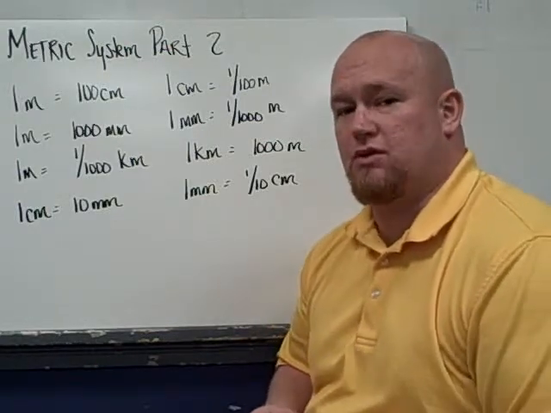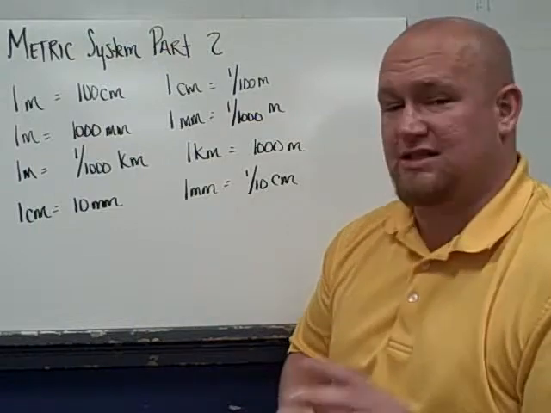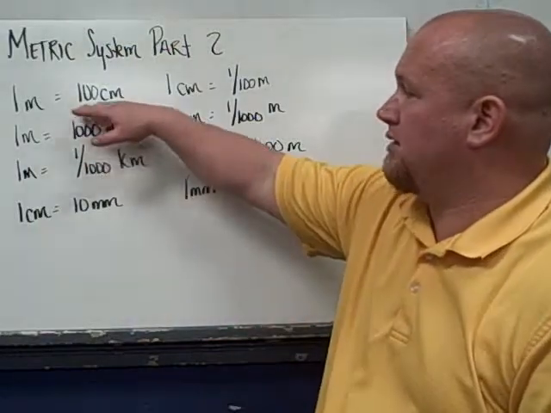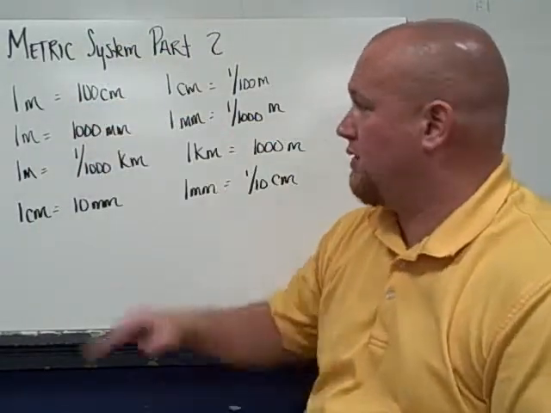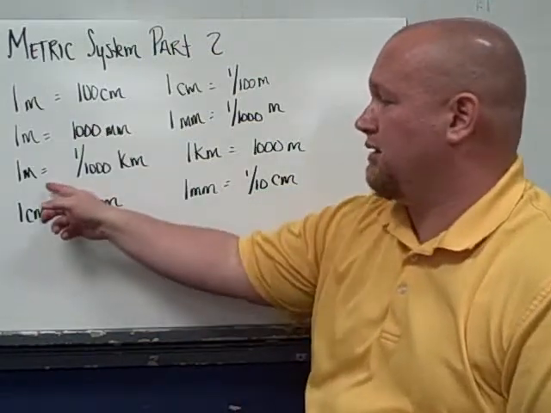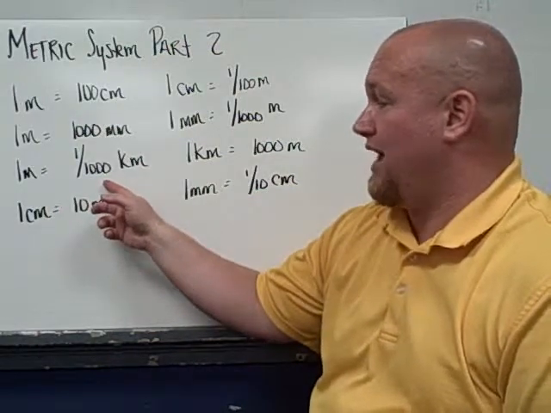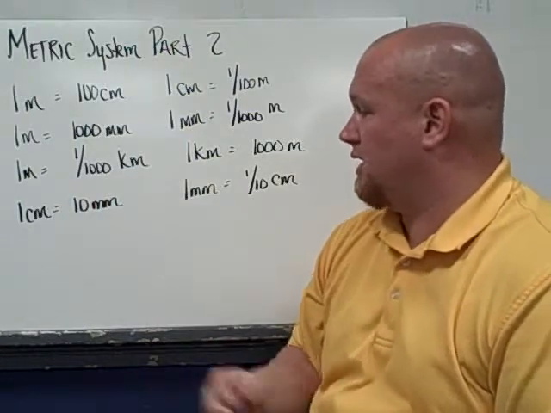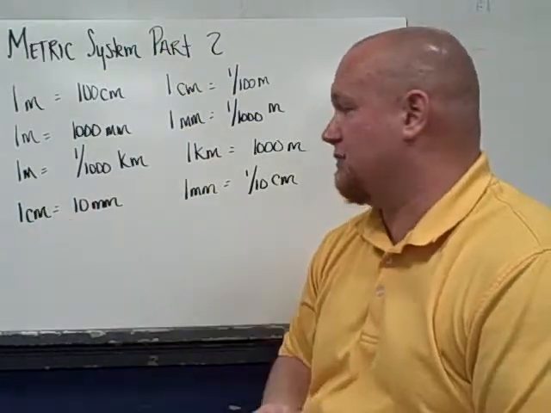Just a couple quick reviews. I know you just watched this video the other day and I said it before, but I'm going to say it again. 1 meter is equal to 100 centimeters. 1 meter is equal to 1,000 millimeters. 1 meter is 1,000th of a kilometer. And 1 centimeter is 1/100th of a meter.